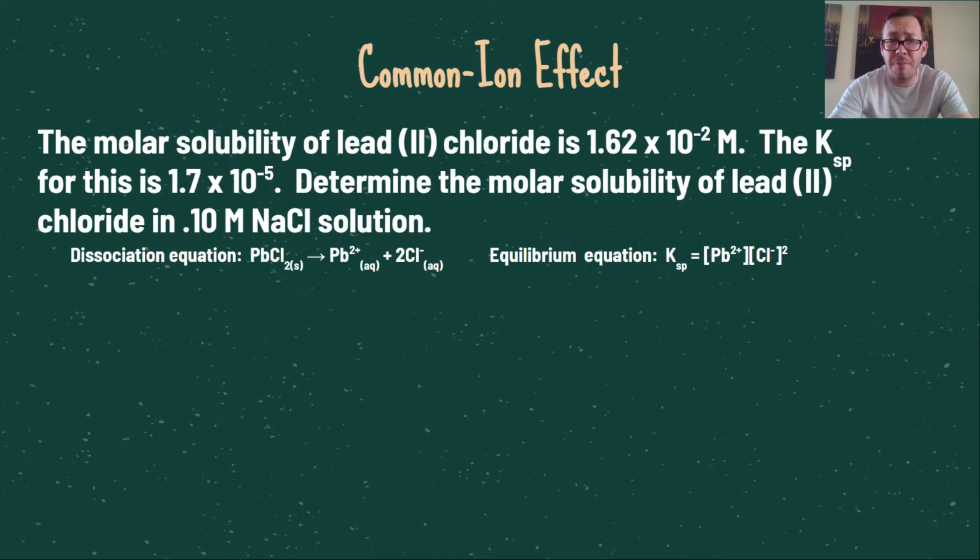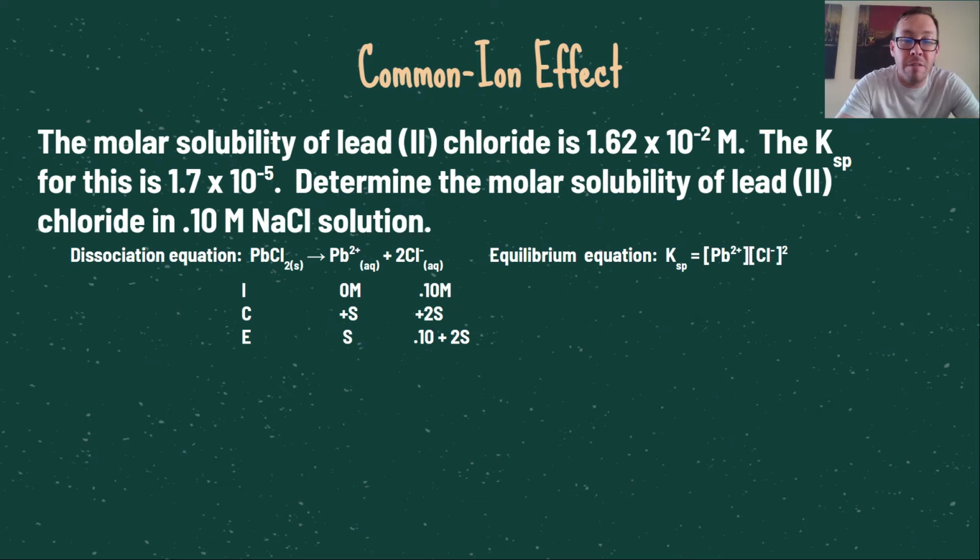Now this is going to look a little bit different because we want to know the molar solubility of lead 2 chloride in a 0.10 molar NaCl solution. So this is going to look a little bit different because we already have 0.10 molar chlorine in the solution. So that's going to play a role in our calculations. You can see here with our initial values, we have an initial value of 0 molarity for Pb. However, chlorine is going to have an initial value of 0.10 molar. That's because NaCl is going to dissociate into 0.10 molar Na ions and 0.10 molar Cl ions. So we're actually going to start with that as our initial.